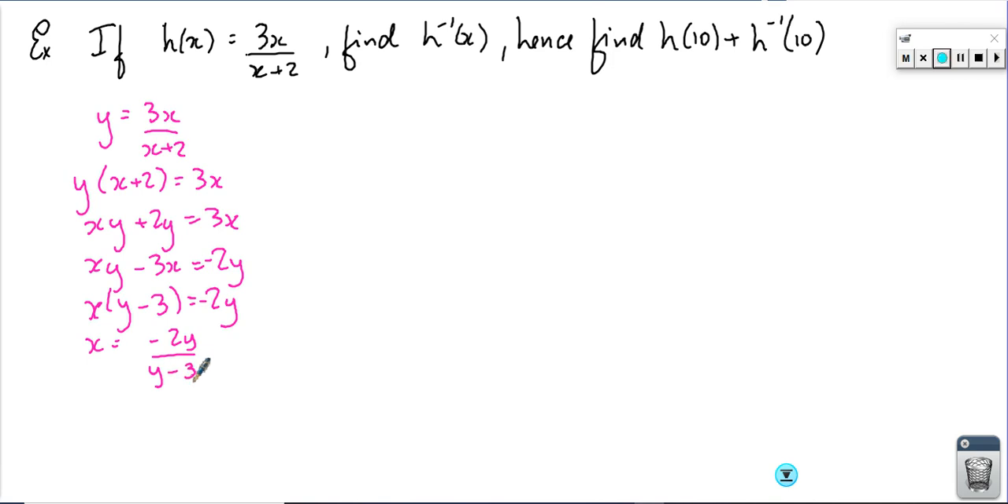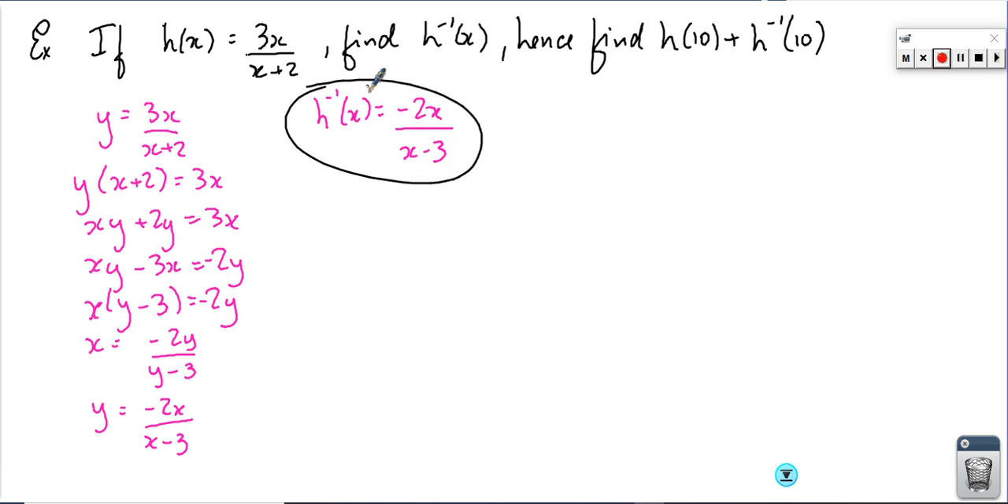That was the second step. The third step was change y and x. So y equals minus 2x on (x minus 3). So the inverse function h^-1(x) is equal to minus 2x all over (x minus 3). Now that's an important result because we're going to use that result.